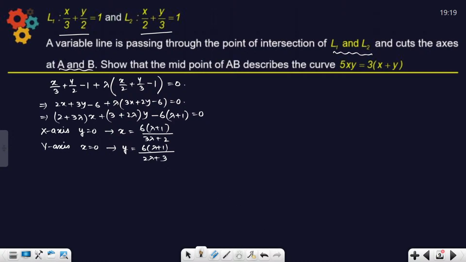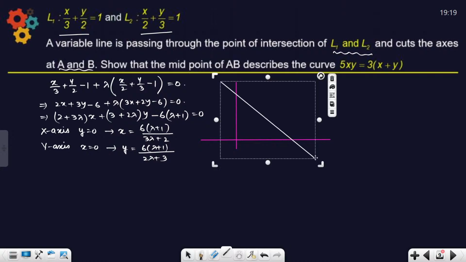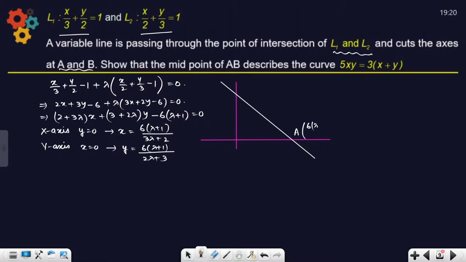Okay, so what we actually got is a line. That family of lines is intersecting the x and y axes at A and B. So what is the coordinate of A? And what is the coordinate of B? Is it clear?